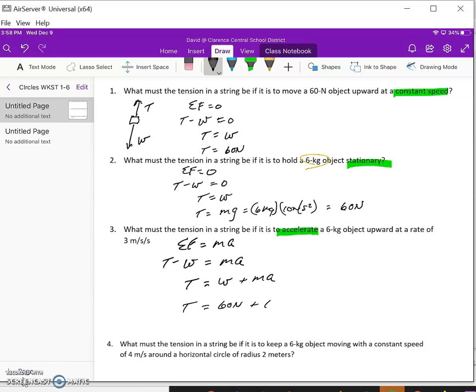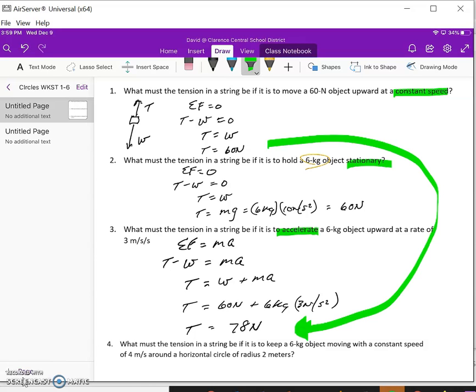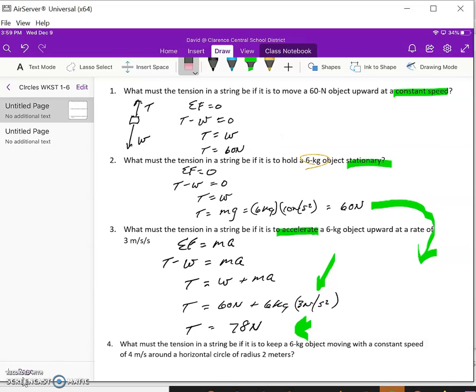60 newtons plus 6 kilograms times 3 meters per second squared gives us a tension force of 78 newtons. If we compare that to the tension force to just make the object go at a constant speed or be stationary, it's bigger. If I had a number between 60 and 78, say 65, it would still be accelerating upwards, just not as much as 3 meters per second squared. And if I had a number bigger than 78, then the object would be accelerating upwards at a larger rate than 3 meters per second squared.